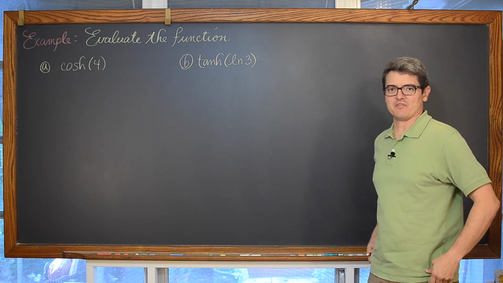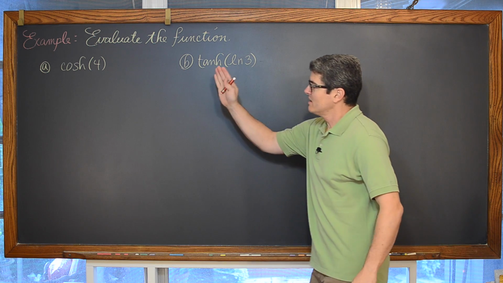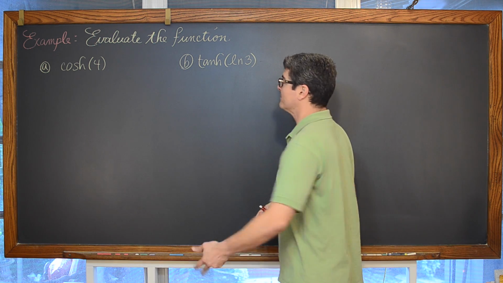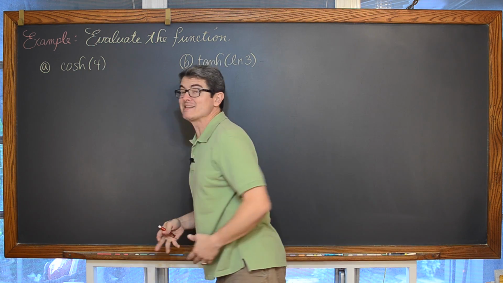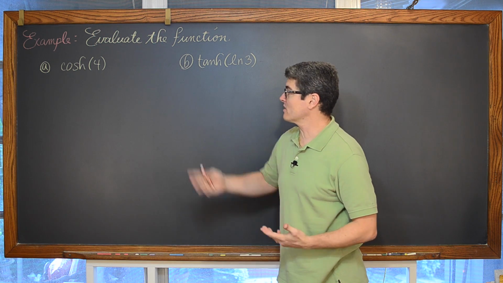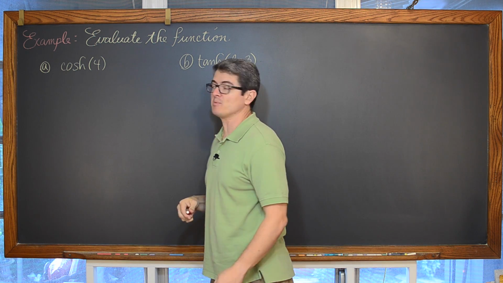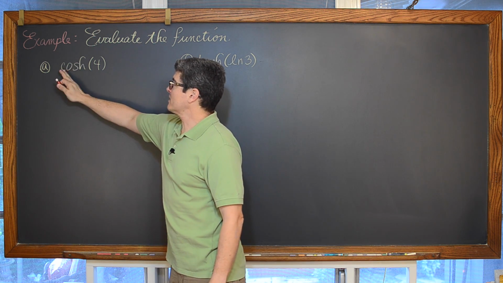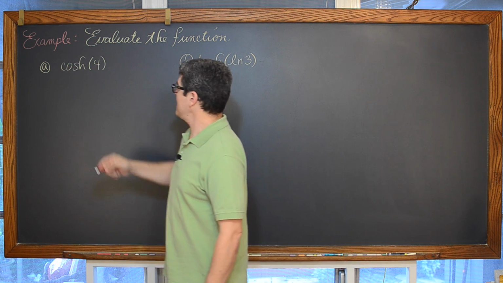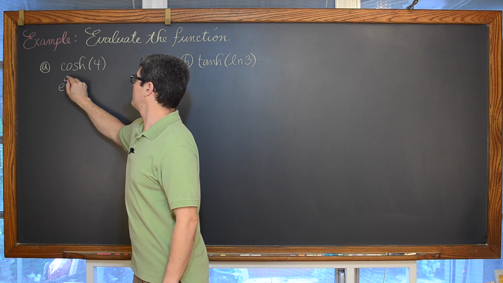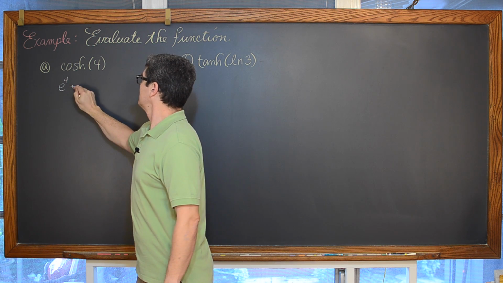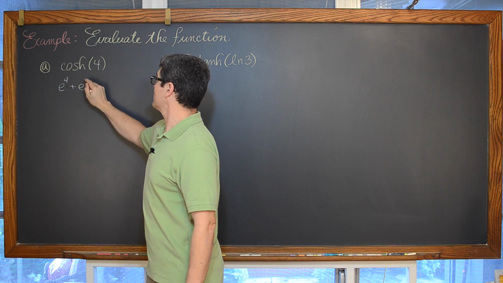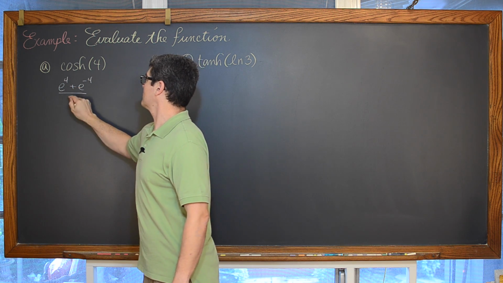Our first two examples evaluate the function. What is the hyperbolic cosine of 4? Okay, this first one really is not going to be that exciting because we're going to need to use our calculator to come up with a decimal approximation of this answer. But remember, the hyperbolic cosine of x is e to the x, so e to the 4th, plus e to the negative x, or e to the negative 4th, over 2.